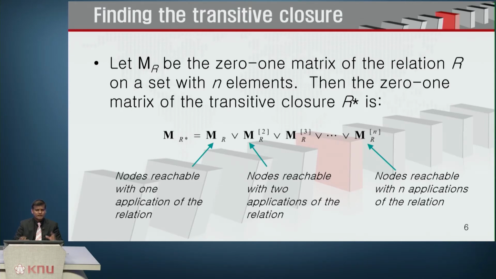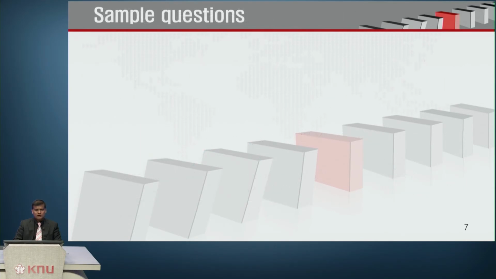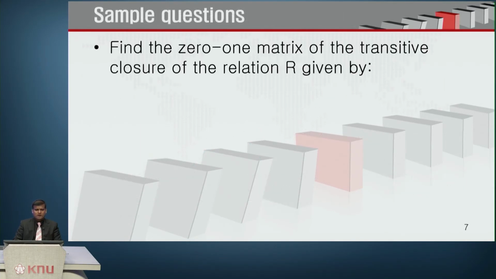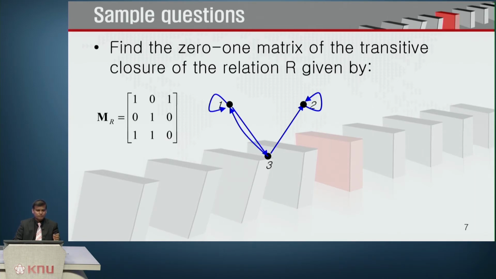So you can see that real world problems can even be modeled mathematically using this matrix form. Well, this is kind of an open question that you can work out. Try to find some examples in which you can really work on this 0-1 matrix form. Let's see some simple questions. Find the 0-1 matrix of the transitive closure with a relation R, say M_R is given to you and the relationship is established here.